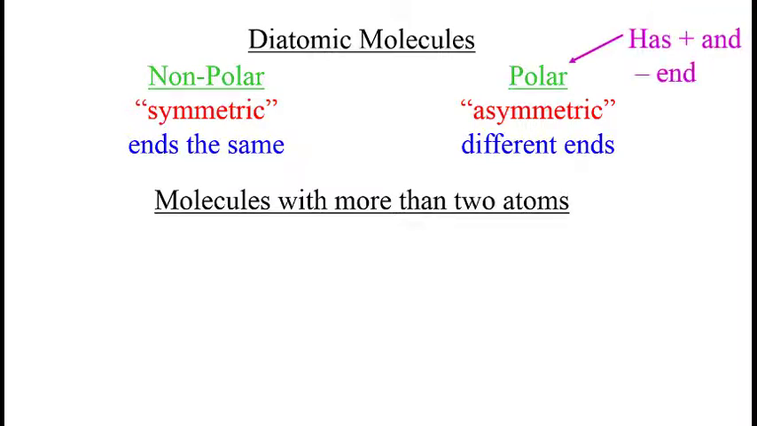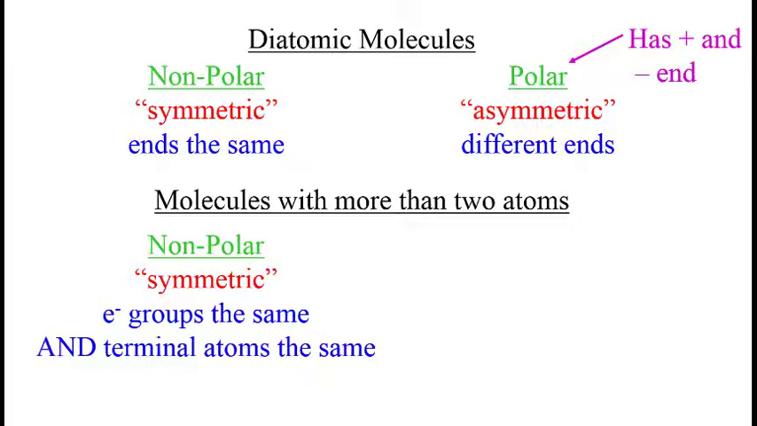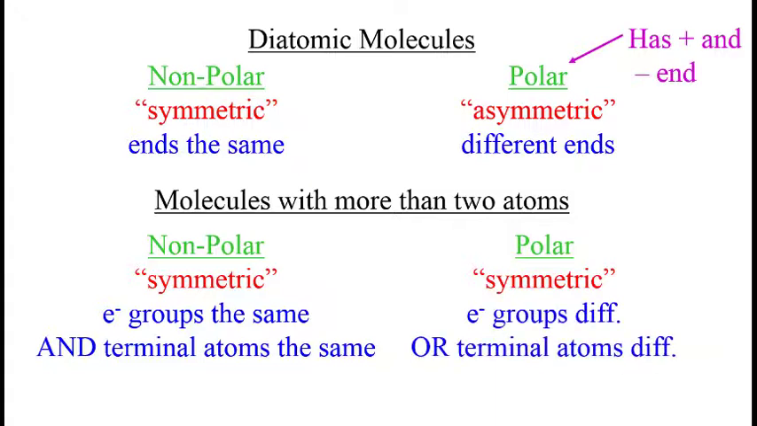A polar molecule will have a positive and a negative end, so it has to be different in at least one axis. Essentially, we are looking at the disposition of atoms around a central atom in a molecule. To be symmetric, and therefore nonpolar, all of the electron groups need to be the same, and all the terminal atoms need to be the same. The idea is that the molecule is the same, charge-wise, in every direction. You can't find a positive and a negative end. In order to be polar, you need a difference in some direction. Either you need the electron groups different, or terminal atoms different.